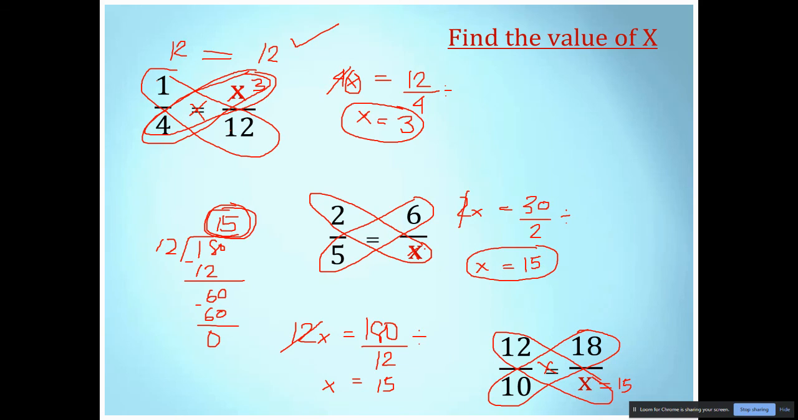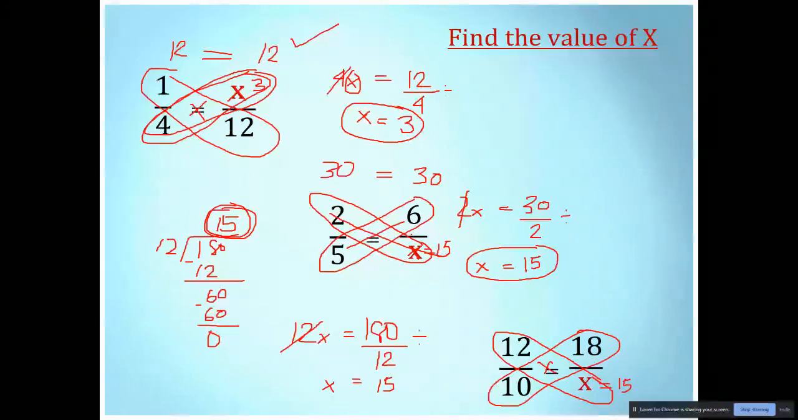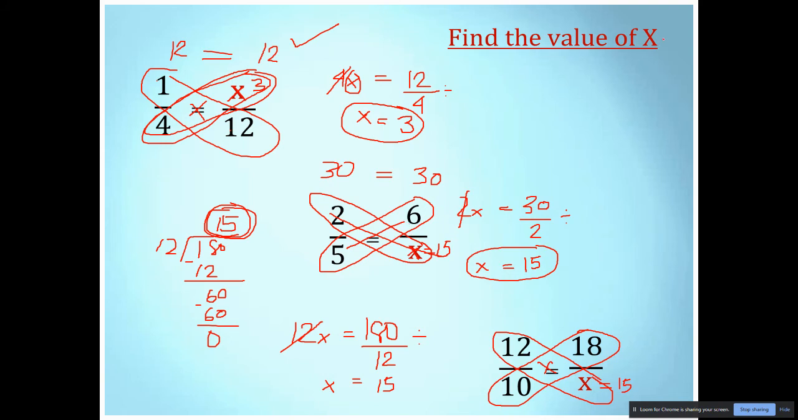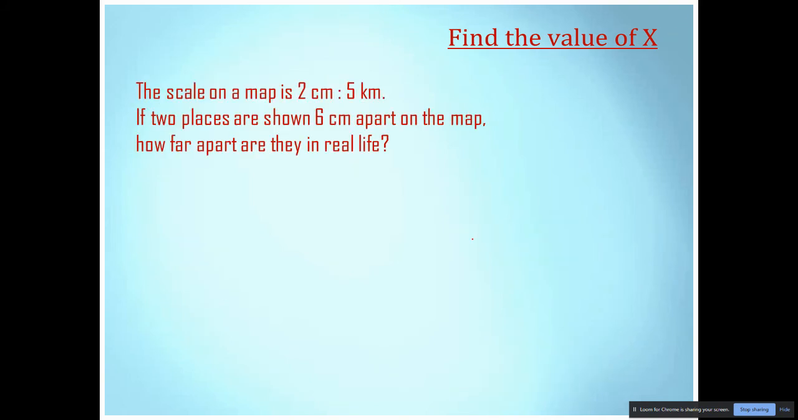15 here. So that is 15. 2 times 15 is 30. And 5 times 6 is 30. So that's equal, right? So that's how to find the value of x. Okay, so now let's apply that in a word problem.